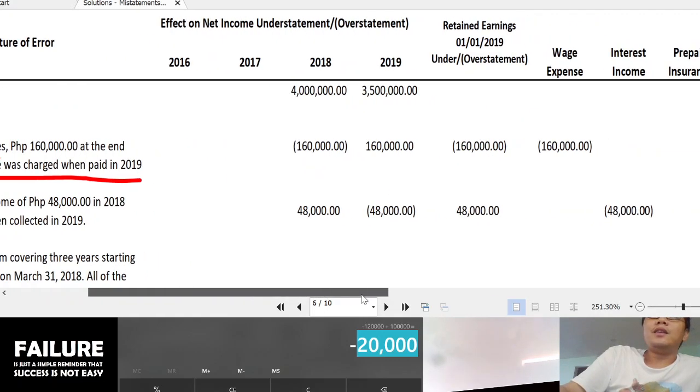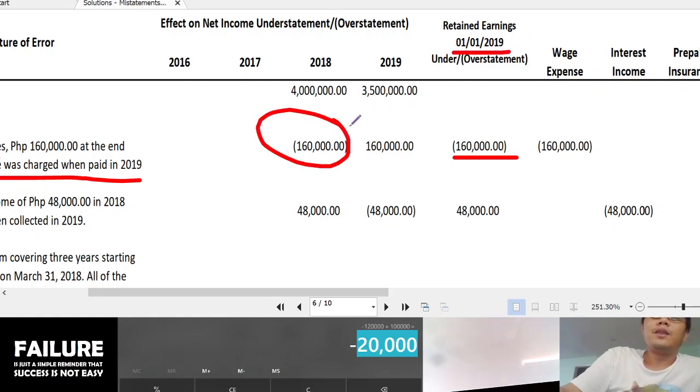Ang effect niyan sa retained earnings natin is that overstated yung retained earnings beginning natin, which is on January 1, 2019. Ito yun, oh. Again, wala tong effect sa retained earnings beginning natin. Kasi yun nga, this will counterbalance during the year.